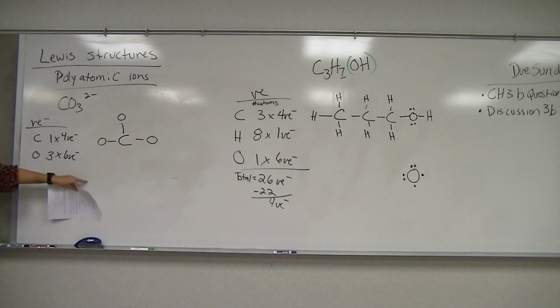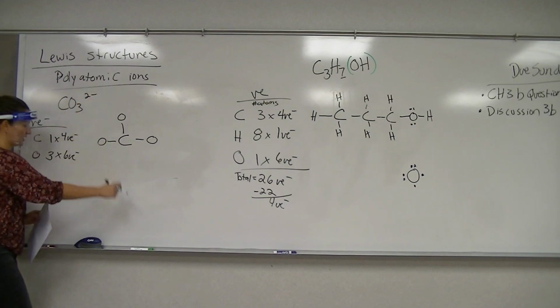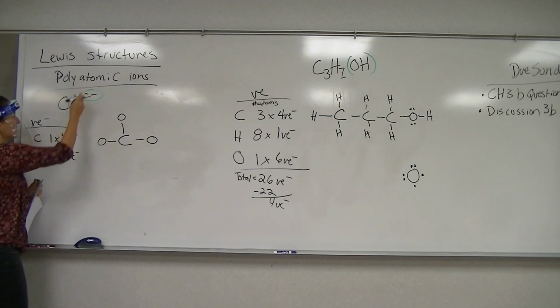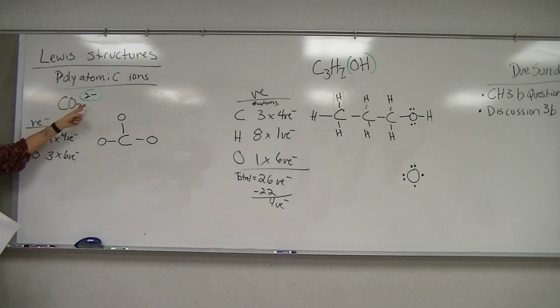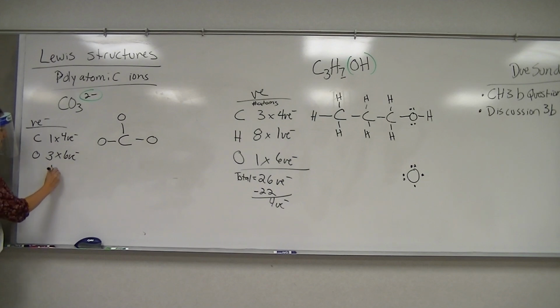I'm not done, so I'm not going to draw a line and add it, because I have to take into account this 2 minus here. What does that 2 minus tell me? Does that mean that I lost 2 electrons or that I gained 2? Gained, because electrons are negatively charged. So what I need to do is add 2 more, because that means I have 2 extra on top of what carbon and oxygen are bringing to the group. We'll do a positive ion next so you can see how that looks. But let's start here. So 4 plus 18 plus 2, is that 24?